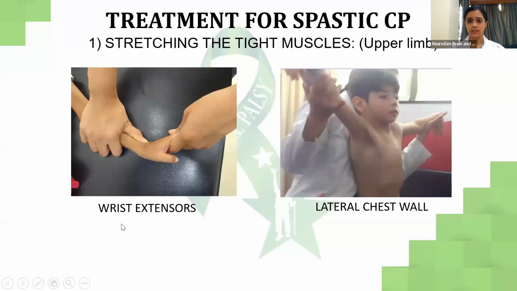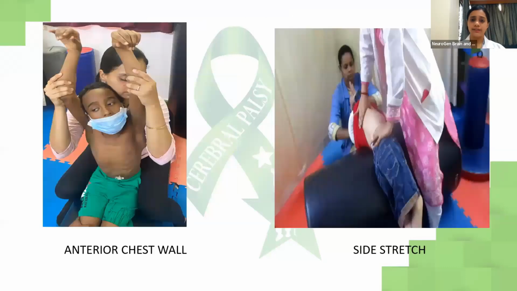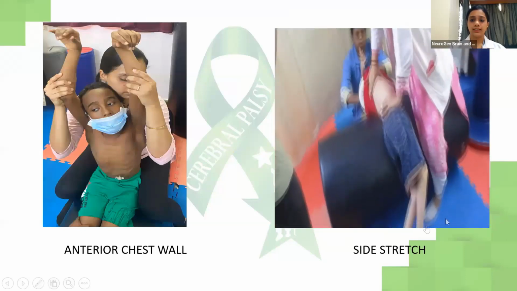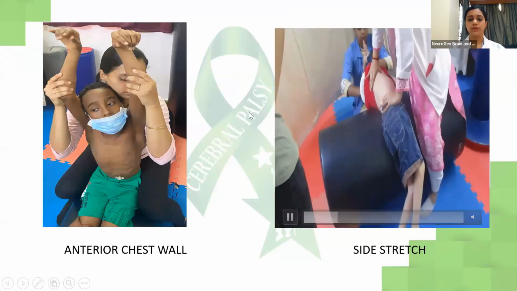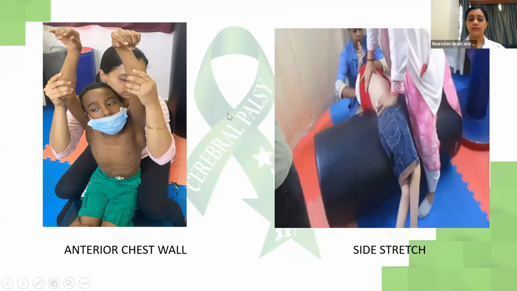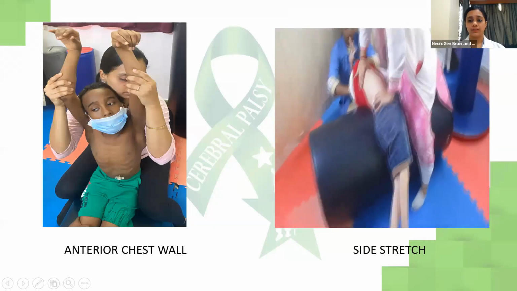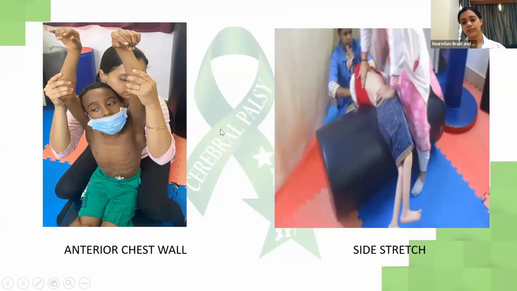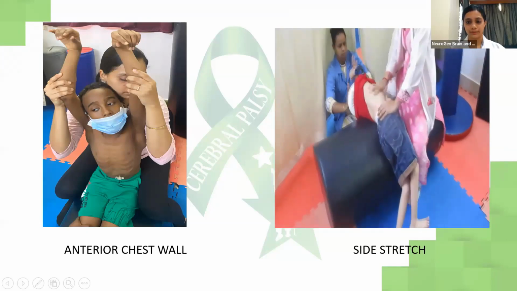Wrist extensor stretching, then lateral chest wall stretching, anterior chest wall stretching, and side stretches. Side stretches are usually done for children who have scoliosis, and we stretch one side and strengthen the other side.